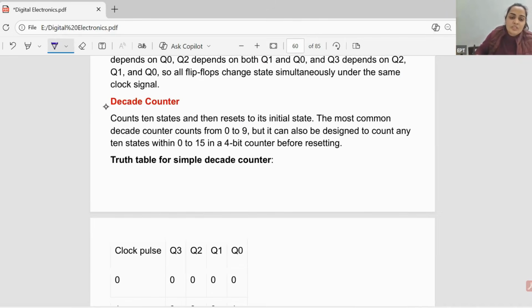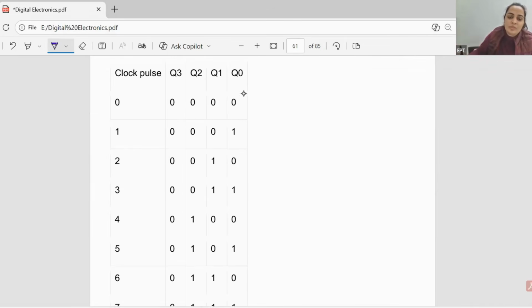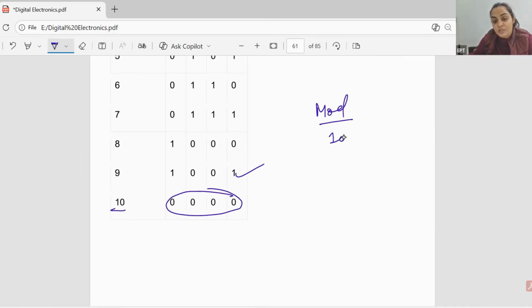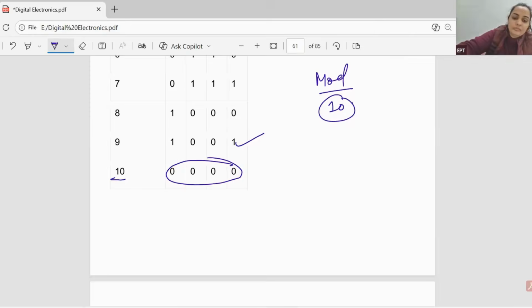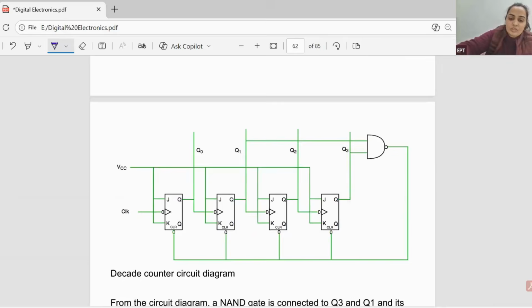Decade counter, as its name says, we will have digits from 0 to 9, only 9 decimal. So only 10 states will be required, that will count from 0 to 9 only. So the 10th is going to be 0 0. That's why it is called a decade. So the mode of this counter is 10 only, right?